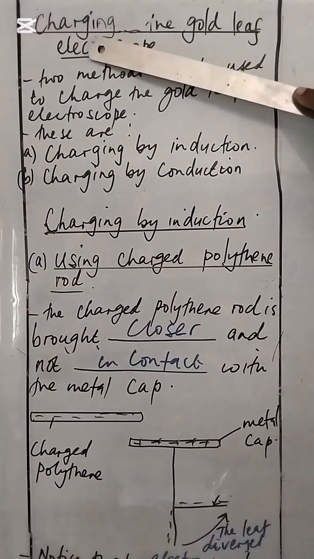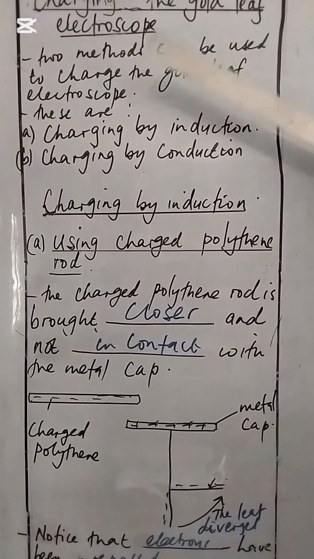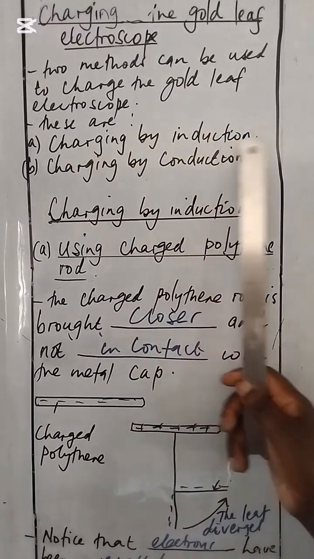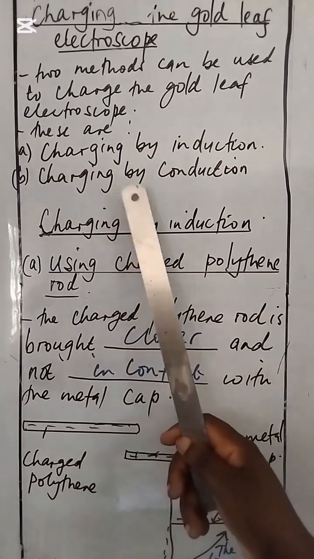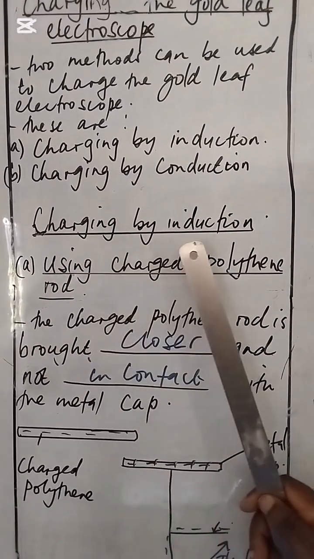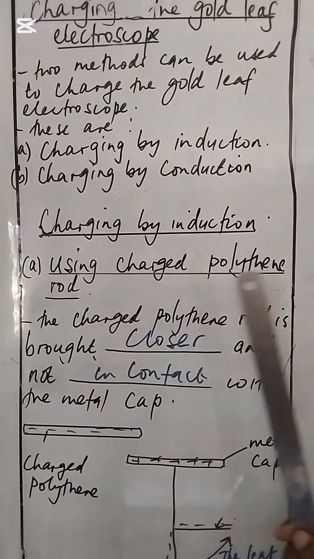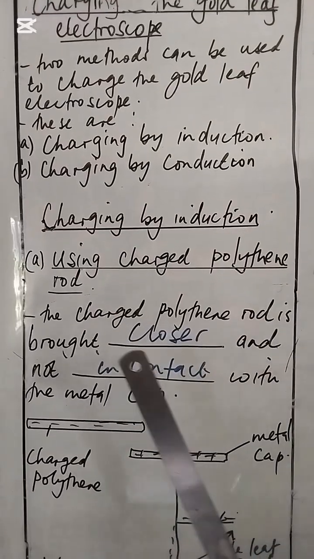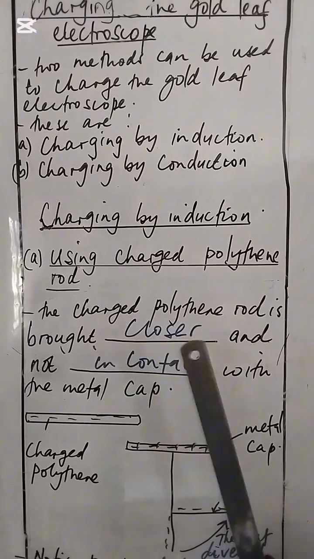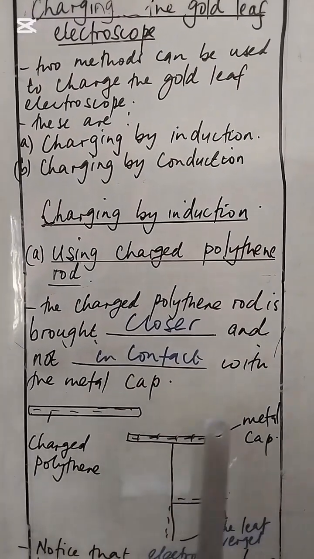We discuss how we can charge the gold leaf electroscope. We have two methods that we can use. One is called charging by induction, and the other one is charging by conduction. How do we charge by conduction? Starting by charging a polythene rod, the charged polythene rod is brought closer and not in contact with the metal cap.